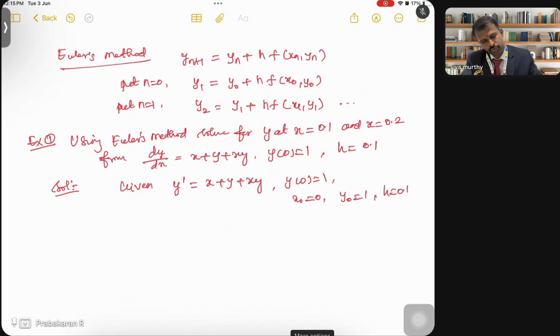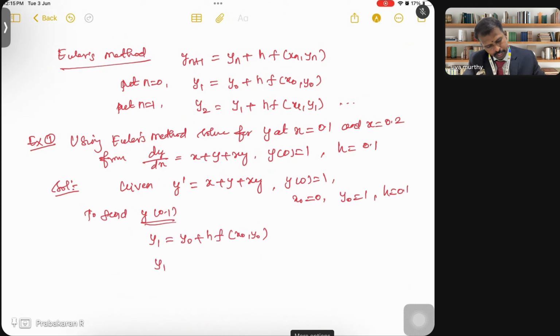Then here they are asking to find y(0.1), okay. So y(0.1) using Euler's method, right? Put n equal to 0, so y1 = y0 + h f(x0, y0), right? Therefore y1 equals y0. What's the value of y0 here? Listen, y0 equals 1. So y0 = 1, then h = 0.1, then f(x0, y0).